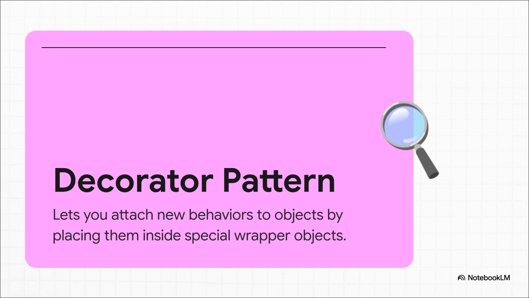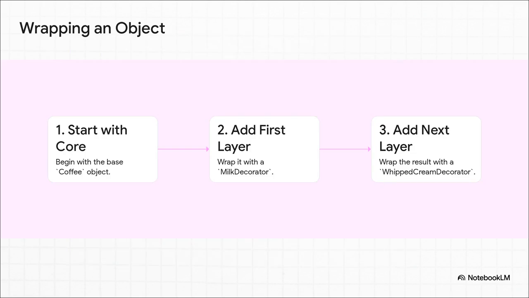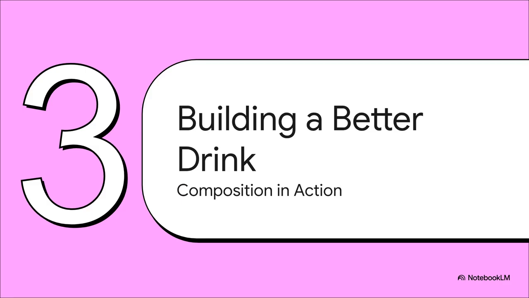Simple as that. Let's really visualize this. So, step 1, you start with your core thing, the basic coffee, okay? Step 2, you take that coffee object and you wrap it, literally in code, inside a milk object or a milk decorator. Then step 3, you take that whole thing, the coffee wrapped in milk, and you wrap that in another decorator, like whipped cream. Each layer just adds its own little piece of functionality, like its cost or its description. So what does this actually look like when you code it? Let's jump in and see.